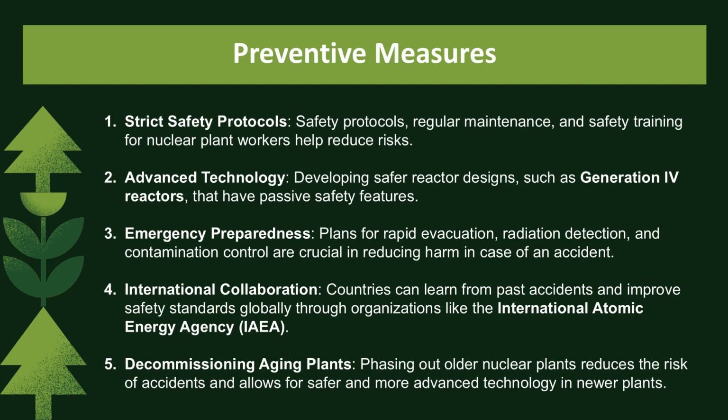Preventing nuclear accidents involves strict safety protocols, advanced technology, and emergency preparedness plans. Generation 4 reactors incorporate passive safety features, which help prevent meltdowns. International cooperation, such as guidelines from the International Atomic Energy Agency, IAEA, also promotes improved safety standards globally.